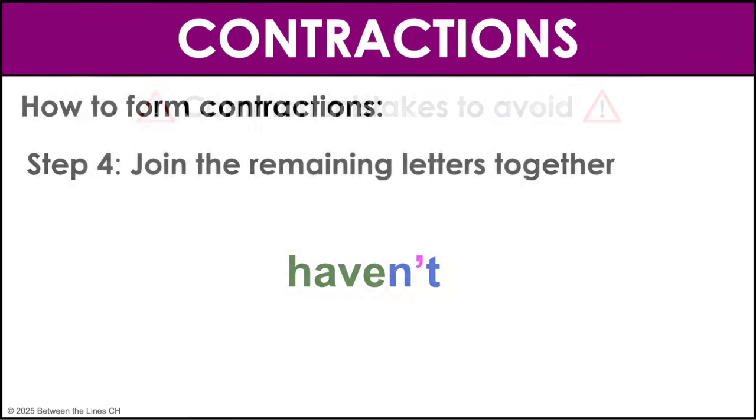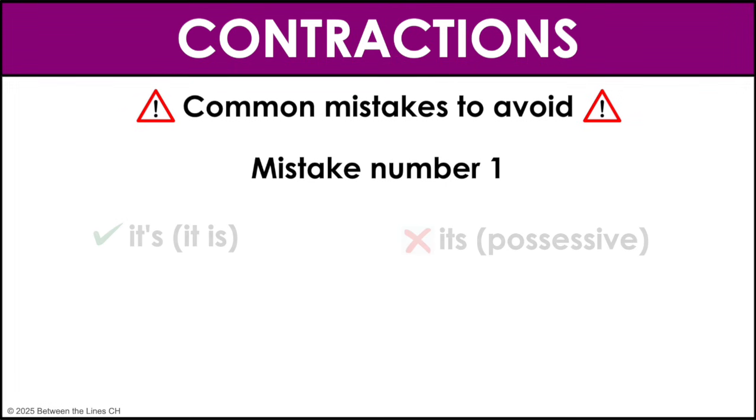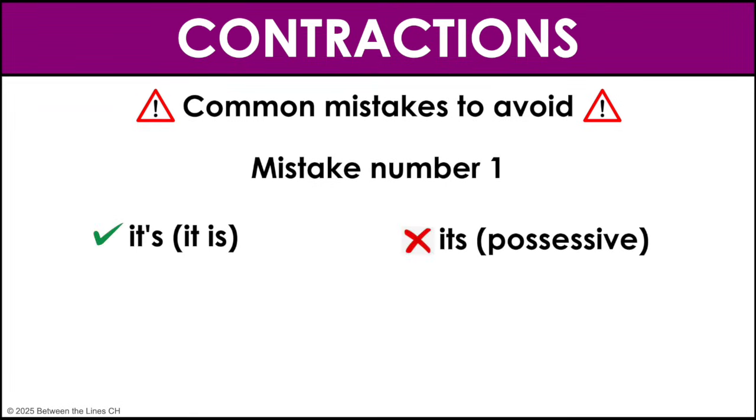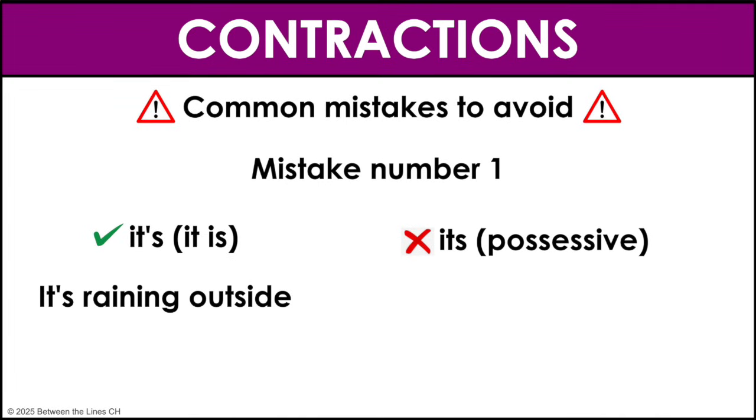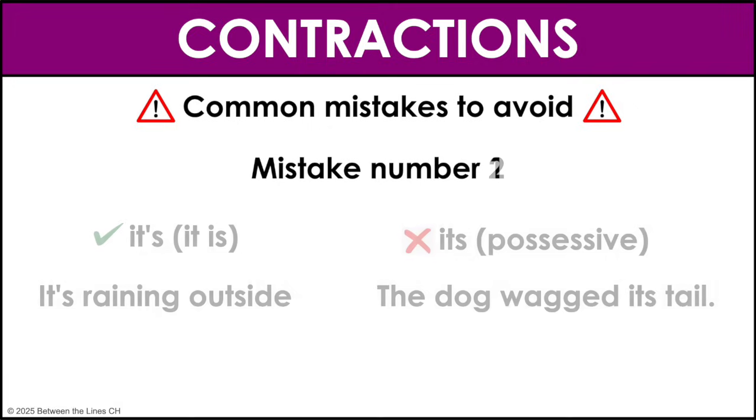Easy, right? Now, let's talk about some common mistakes, because these trip people up all the time. Mistake number 1. Confusing it's with its. It's with an apostrophe means it is or it has. For example, it's raining outside. Its without an apostrophe is possessive. For example, the dog wagged its tail.